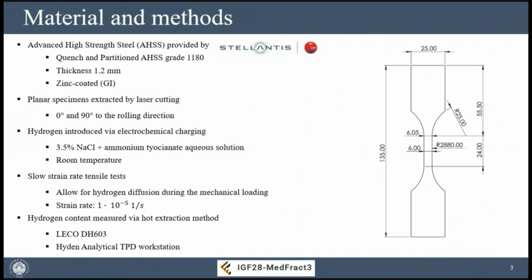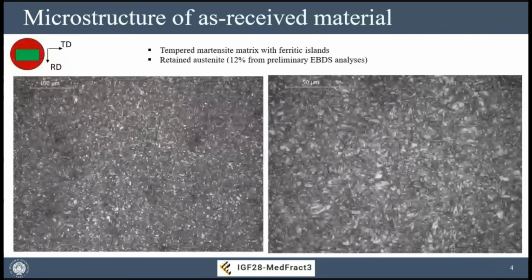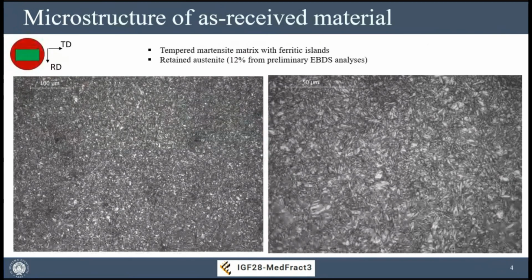The sample is just a simple dogbone sample without anything special. Just 6 millimeters width, and the thickness is obviously 1.2 because the samples were directly laser cut from the steel sheet. Just take a brief look at the microstructure.